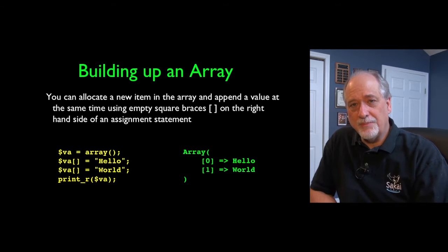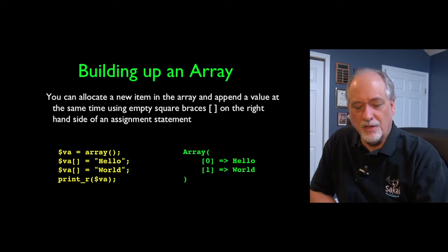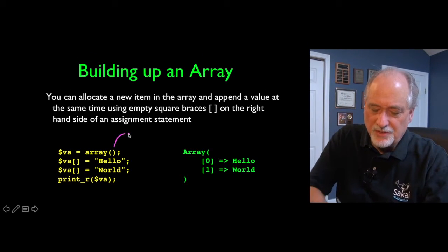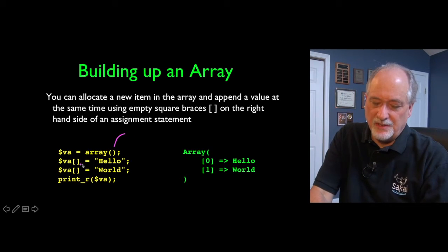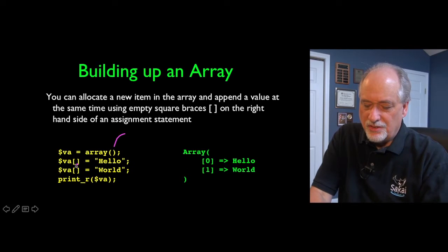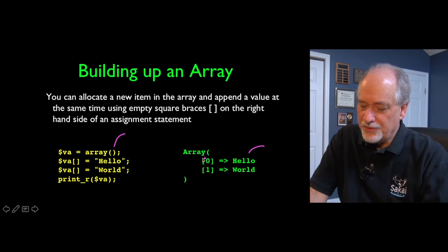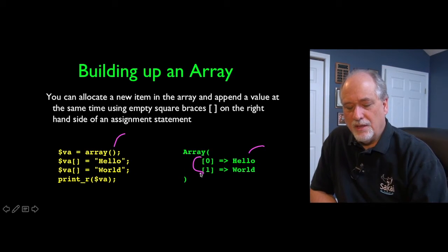So you can build an array dynamically. You don't have to put all of the stuff in the parentheses in the constructor. You can append to the end of the array, which basically is adding integer indices. So $a[] with empty brackets means put it at the end. So stick hello at the end and stick world, and so we end up with 0 and 1 in that particular array.